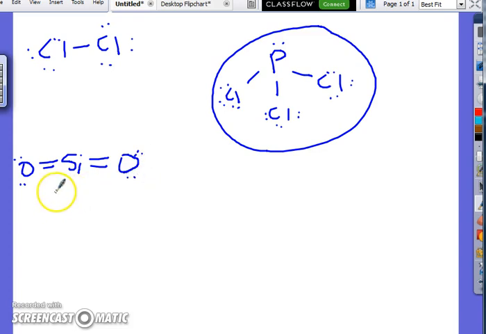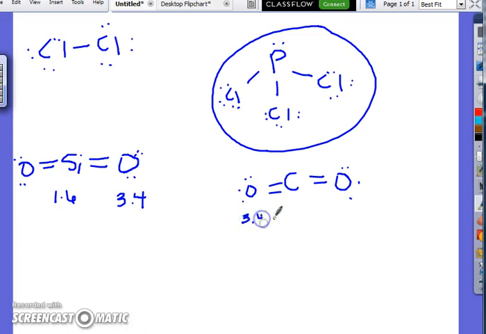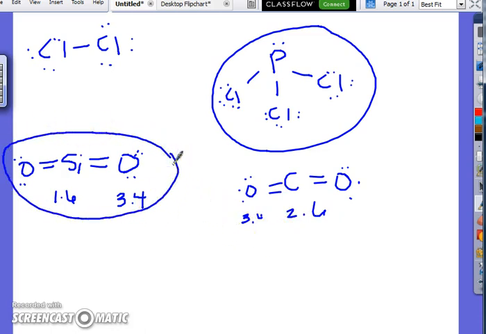There is an electronegativity difference here, 1.6 versus 3.4. And then we're looking at carbon dioxide. So carbon, the electronegativity difference. So here's my 3.4, but I'm much closer, and this is 2.6. So this electronegativity difference leads me to think that this one is going to be more polar.